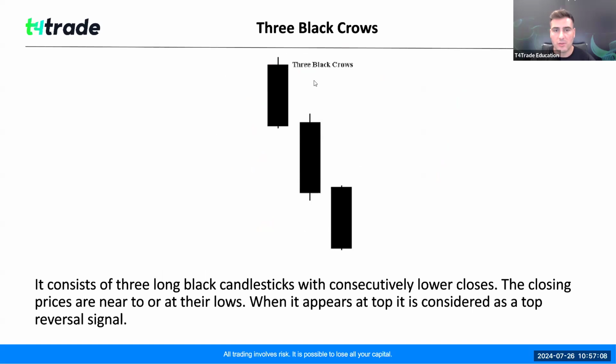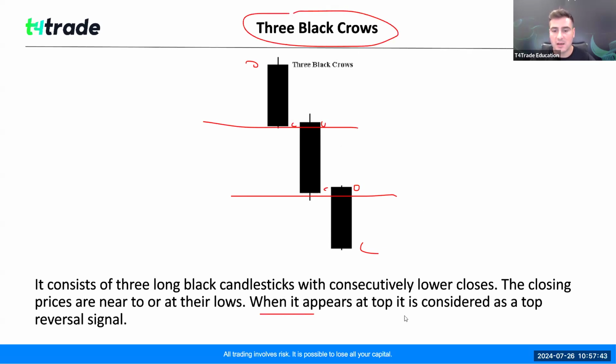This is what we call the 3 black crows. So it consists of 3 long black candlesticks with consecutive lower closes. So once again, if these are bearish candles, this is the open, this is the close. Obviously, this is the open, this is the close, open and close. Consecutive lower closes and lower opens. So they need to be near and around about the same area. And we'll call these 3 black crows.